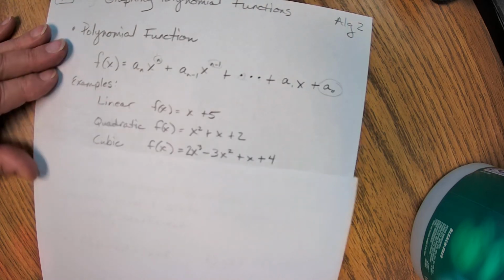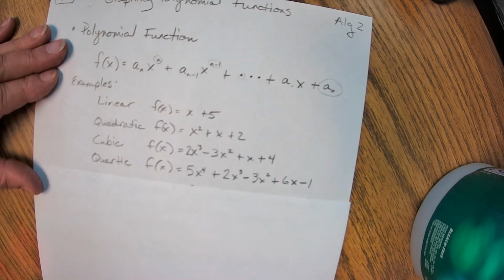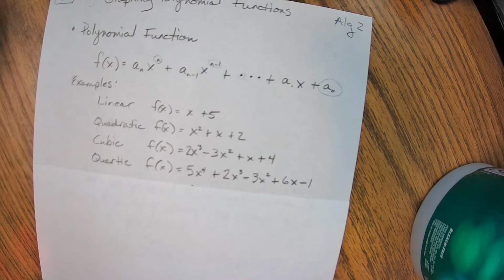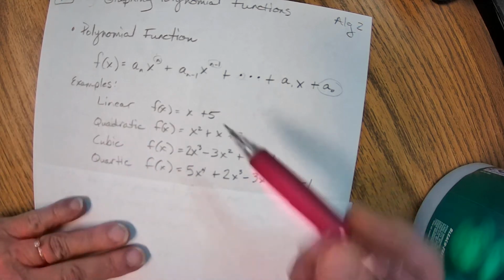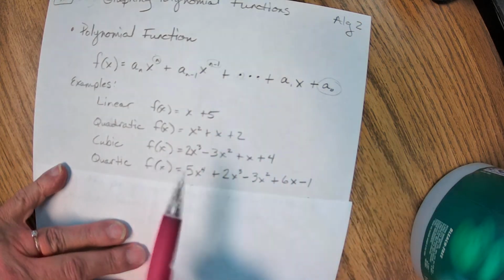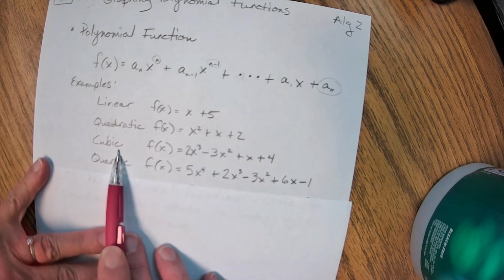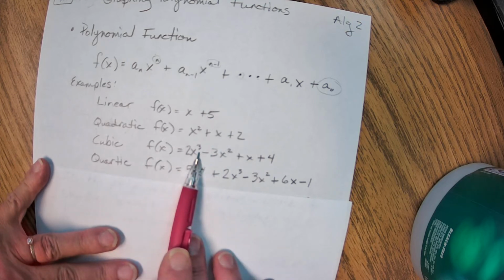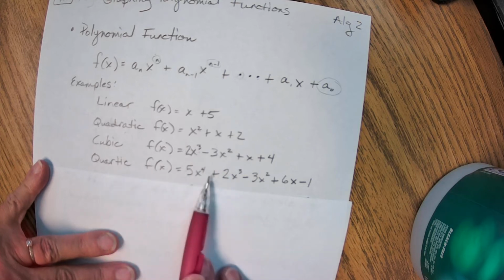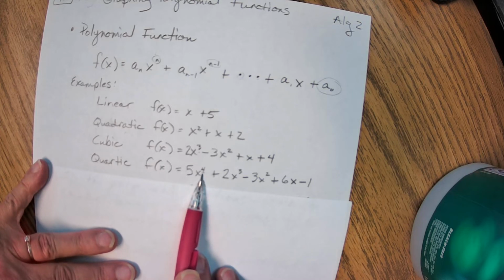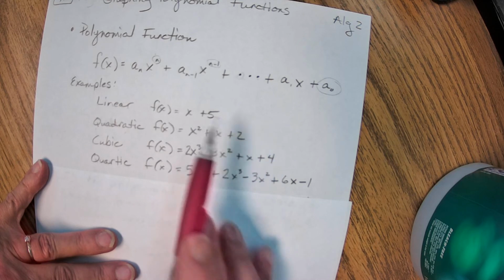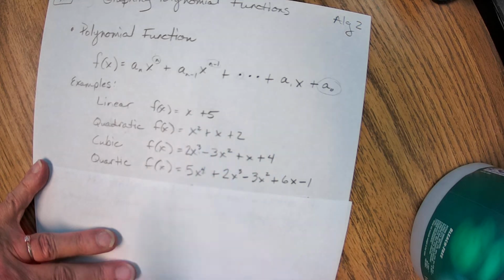So for example, these are some of the polynomial functions that have names. On a linear function, the exponent is 1. On a quadratic function, the highest exponent is 2. On a cubic function, the highest exponent is 3. And on a quartic, the highest exponent is 4. This is a 4th degree polynomial function. This is a 3rd degree. This is a 2nd degree. This is a 1st degree. So the degree of the polynomial function is the exponent of the leading term.